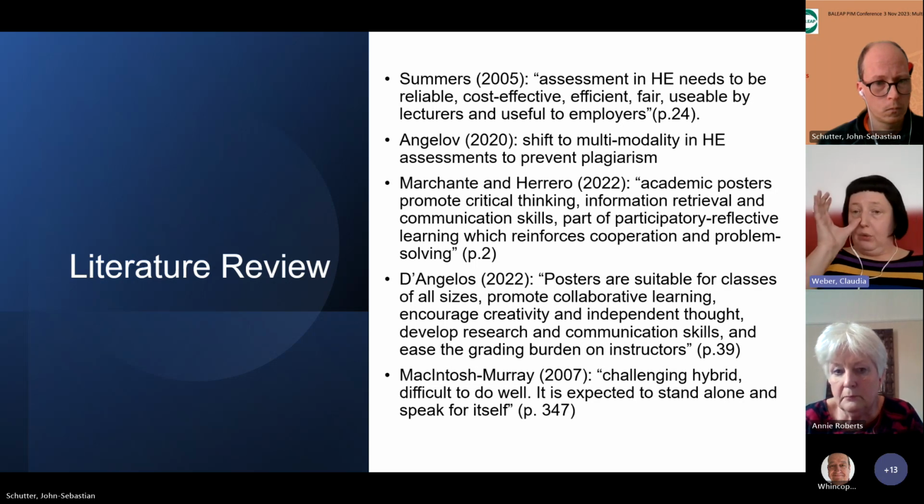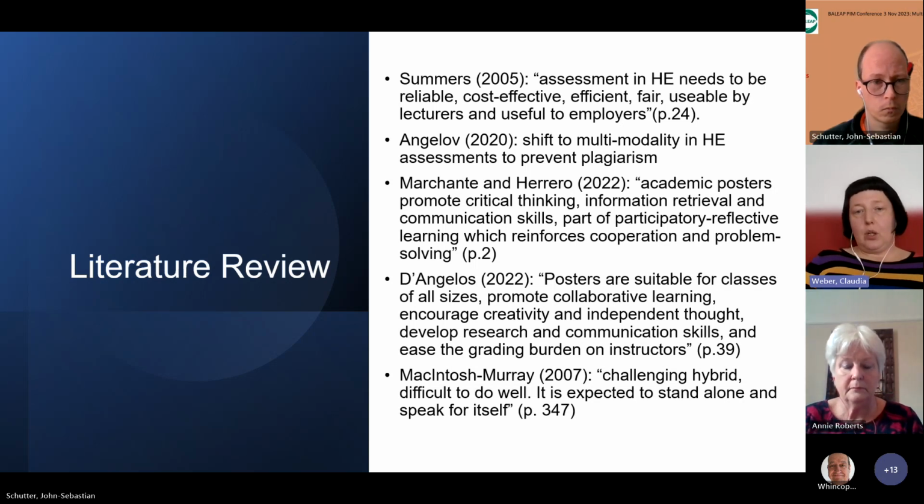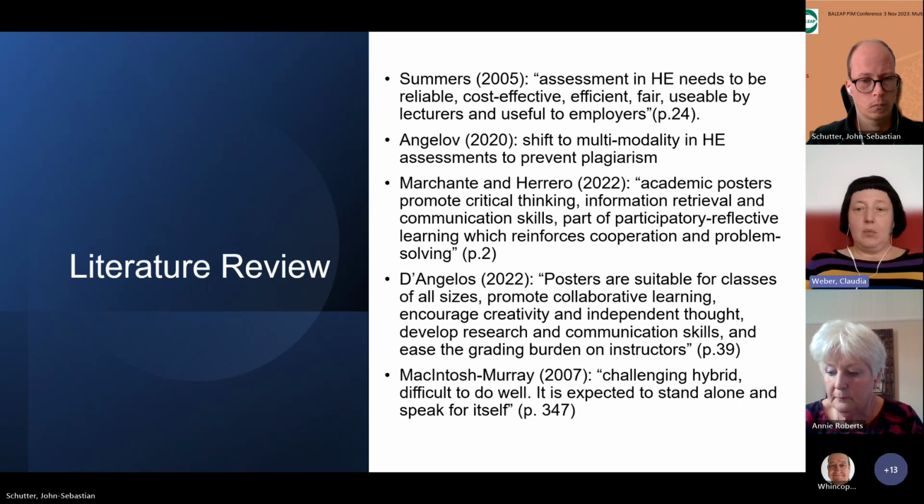Now we want to move on to the next two pieces of research. So we have Mercante and Herrero, and we also have D'Angelo. Both talk about the strength of posters, and not only do they improve communication skills, but they're also a great way of building other competencies. Research skills being a more obvious one, but also problem solving, critical thinking. We have independent autonomous work, creativity, selecting information.